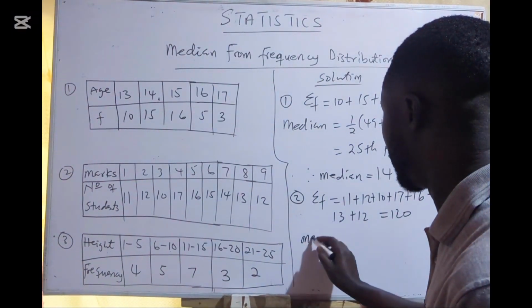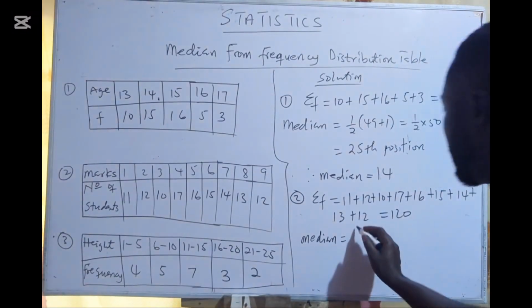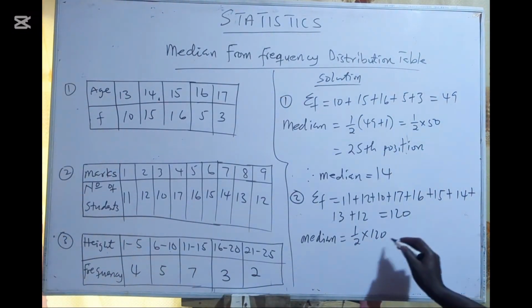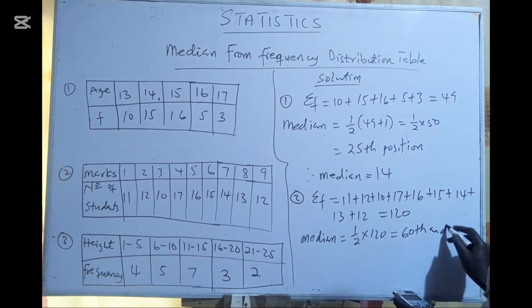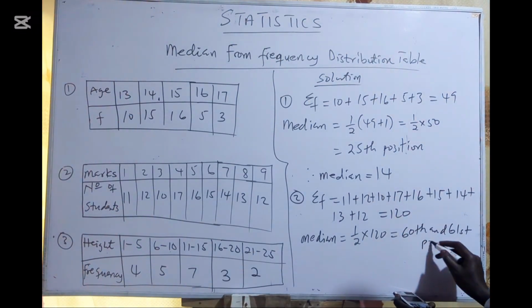So our median, 120, is what? It is even. So our median is half of 120, and that is 60. So the 60th and 61st positions.